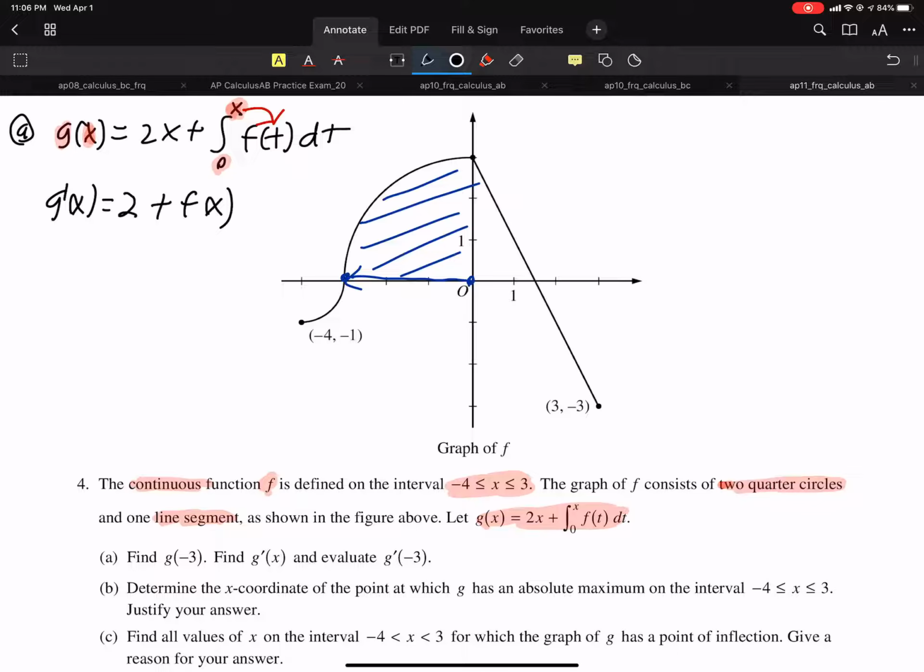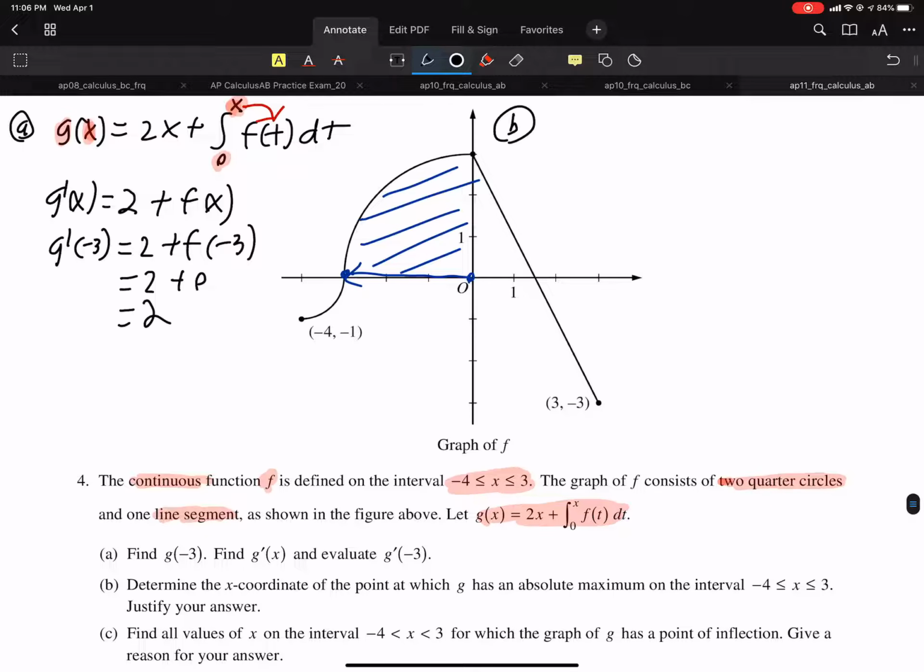Then we want g prime at negative 3. So replace all x's with negative 3. If you look, f at negative 3 is 0. So we have an answer of 2. All right, that's part A. Let's go to part B. So let me erase a few things here.